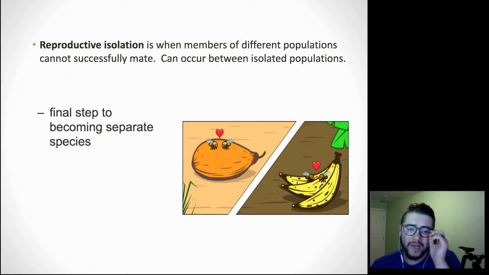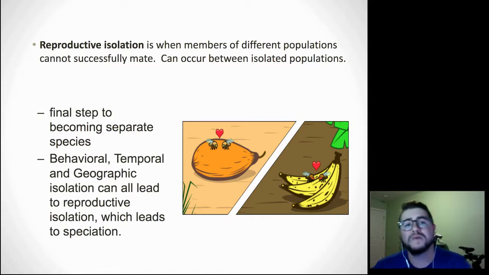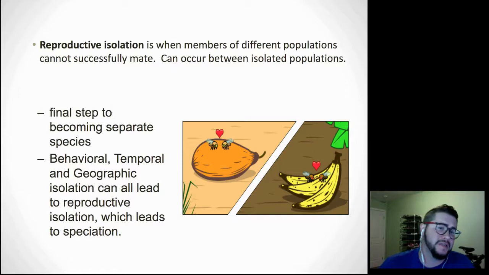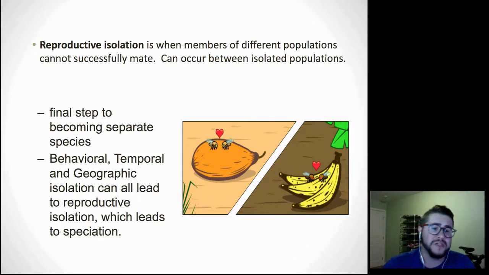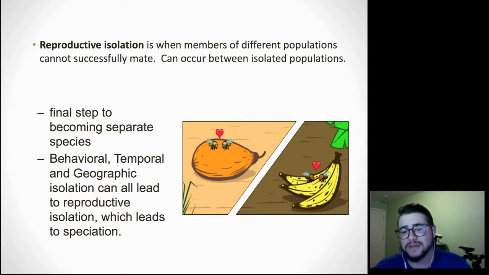And so speciation is only possible if there is reproductive isolation. And reproductive isolation is basically when members of different populations can no longer successfully mate together. Because they can no longer successfully mate together, there is no sharing of genes. No sharing of genes means that those populations have completely evolved away from each other. And this reproductive isolation can be caused by three other types of isolation.